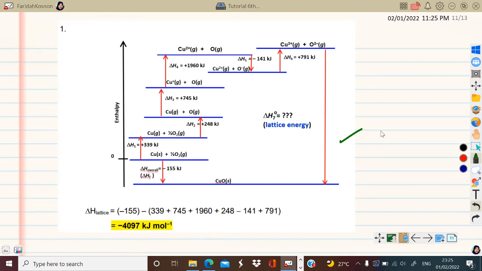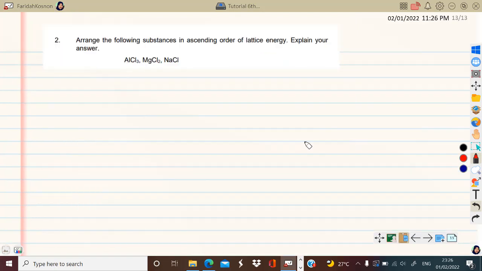Okay, so continue with the next question. The last question for chapter 2. Okay, arrange the following substances in ascending order of lattice energy and you have to explain your answer.